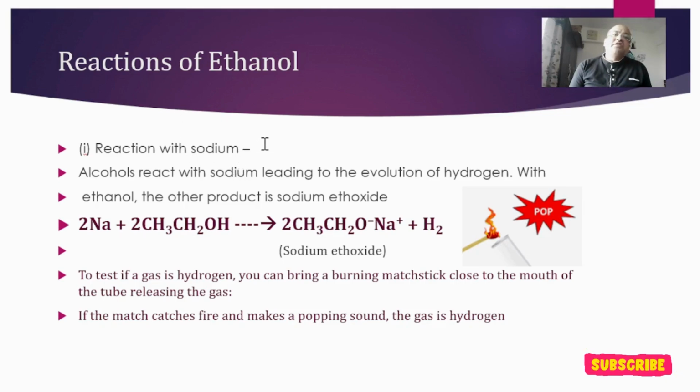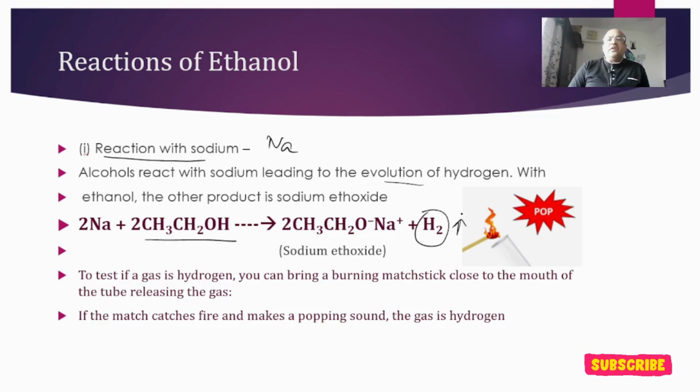So if you see reaction with sodium, let's see the first reaction with sodium. What will happen? Right. So alcohol reacts with sodium, leading to what being evolved? Hydrogen gas evolves. Right. With ethanol. If you take ethanol, here you see we have taken ethanol, CH3CH2OH, and we have taken sodium. Okay. Then what will happen? We'll get a product called sodium ethoxide. This is my sodium ethoxide, right? Plus hydrogen gas is released.